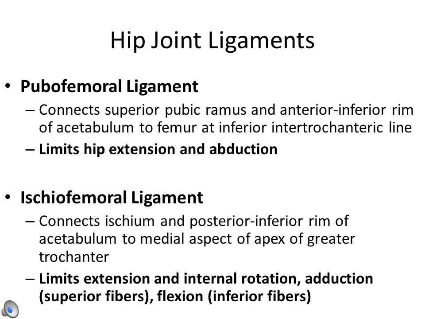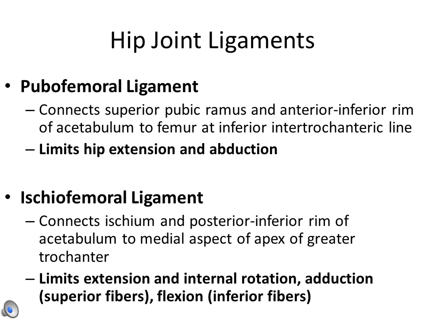The pubofemoral ligament, like the iliofemoral ligament, is located on the anterior aspect of the hip joint. The pubofemoral ligament connects the superior pubic ramus and anterior inferior rim of the acetabulum to the femur at the inferior trochanteric line. This ligament limits hip extension and hip abduction.